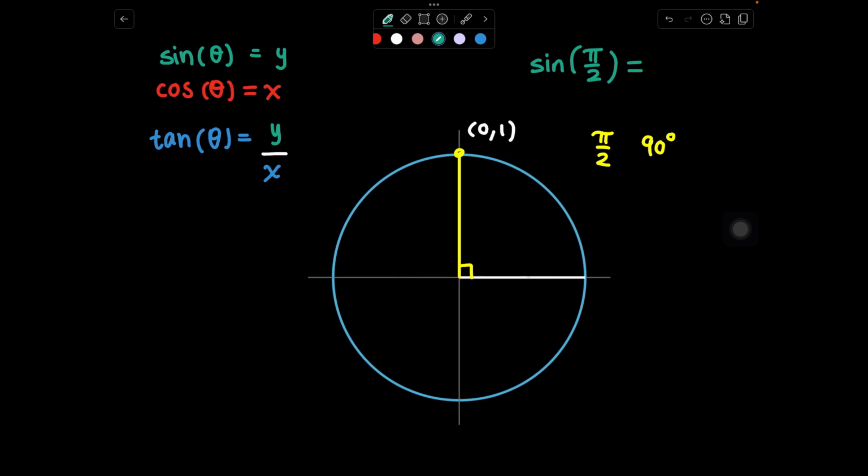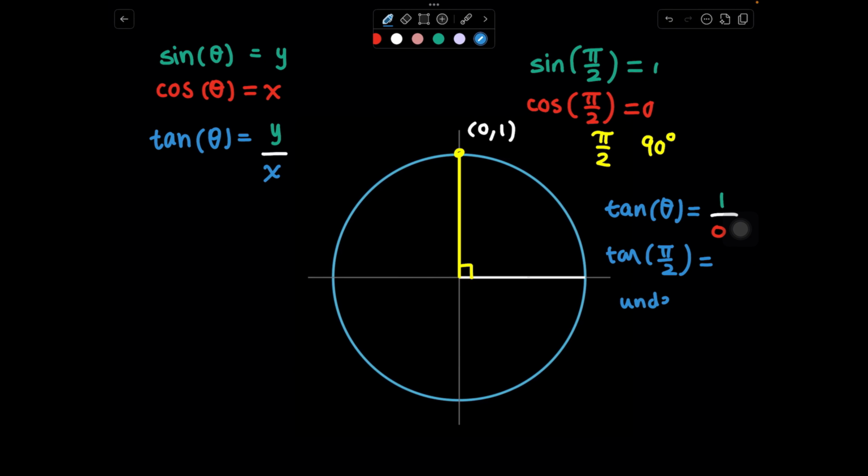So looking at that is very easy. Our y coordinate is 1. So sine of pi on 2 is equal to 1. What about cos of pi on 2? Well, cos of pi on 2 is our x coordinate at that point, and we can see it's 0. Now, tan of theta is equal to our y coordinate divided by our x coordinate. What's our y coordinate there? 1. And what's our x coordinate there? 0. You can't divide by 0. So tan of pi on 2 is undefined.